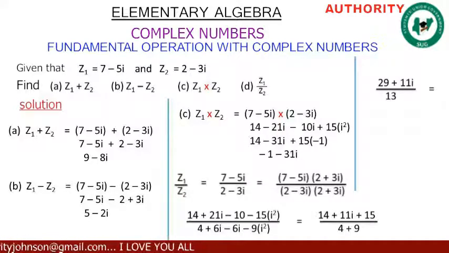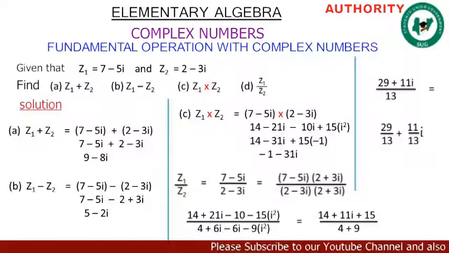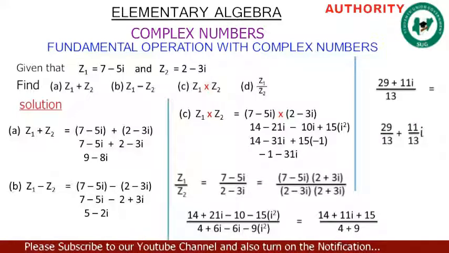Okay, now in our denominator we have 6i minus 6i is equal to what? 0. We have minus 9i square is going to give us plus 9. So 4 plus 9 is going to give us what? 13. So therefore we're going to have 29 plus 11i all over 13. So we're going to write it this way: 29 all over 13 plus 11 all over 13i. So therefore z1 divided by z2 is going to give you 29 all over 13 plus 11 all over 13i.